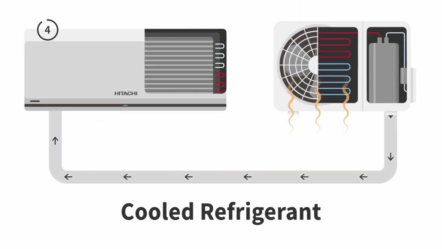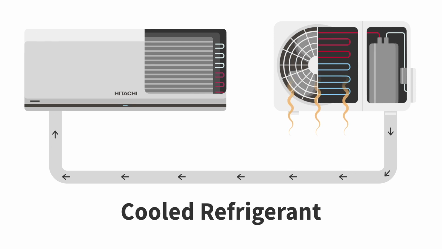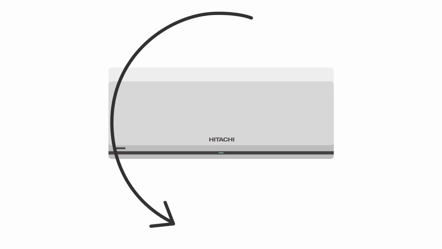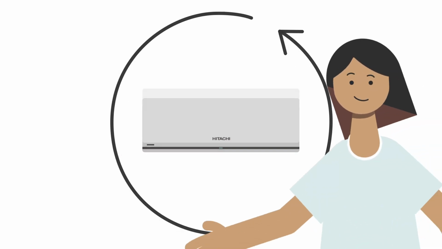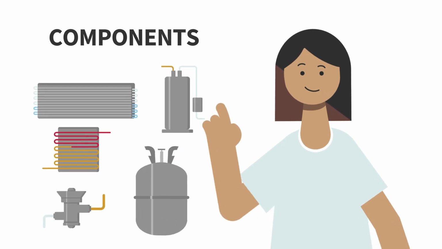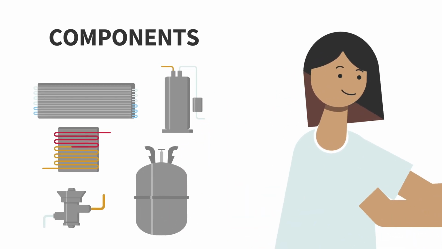4. The cooled refrigerant flows back to the indoor unit, where it passes through the expansion valve to remove pressure before it enters the evaporator coil, ready to start the cycle again. Okay, so you have an idea of how an air conditioner works, but what about all the different components we mentioned? Let's take a closer look.